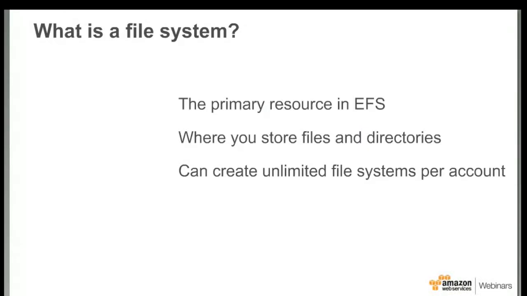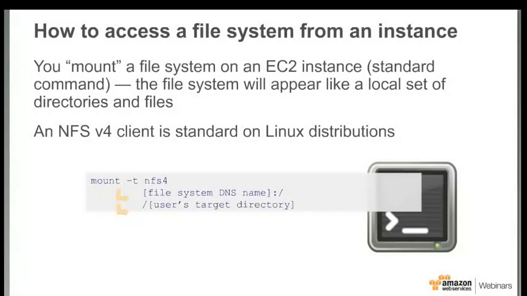Okay, so getting back to EFS. What is a file system? A file system is the primary resource in EFS, and it's where you store files and directories. So pretty basic concept. And how do you access a file system from an instance? You mount the file system on an EC2 instance, and mount is a standard command. Once you mount it, the file system will appear like a local set of directories and files. And an NFS v4 client must be installed on your instance, and those are available on most Linux distributions.